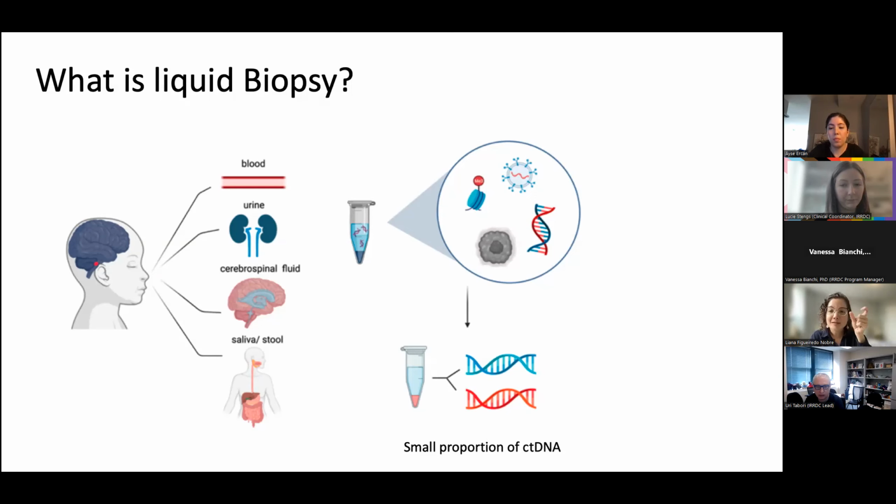What we're interested in really is to find alterations that are present in these tumor cells, that we can find in these small pieces of tumor DNA, and that are not present in our regular body cells. One of the things that we're going to touch upon is that the proportion of cell-free tumor DNA that is present in these fluids is very, very small compared to the proportion of normal cell-free DNA that is present in these fluids.